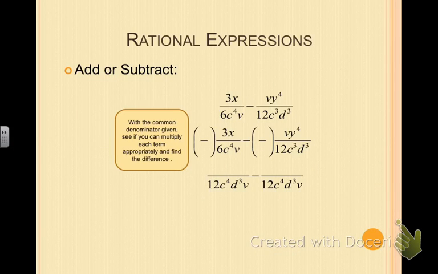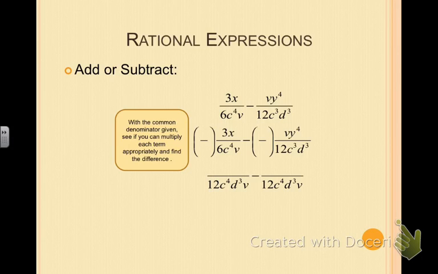This problem asks us to subtract 3x over 6c to the 4th power v minus vy to the 4th power over 12c cubed d cubed. The least common multiple of 6 and 12 is 12, and remember you take each variable to the highest exponent, which gives us c to the 4th power, d cubed, and v. Therefore, our common denominator will be 12c to the 4th power, d cubed, v.